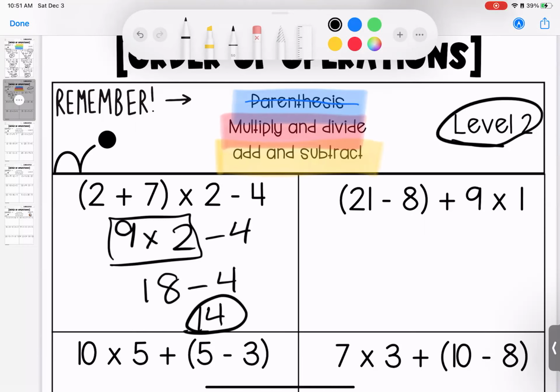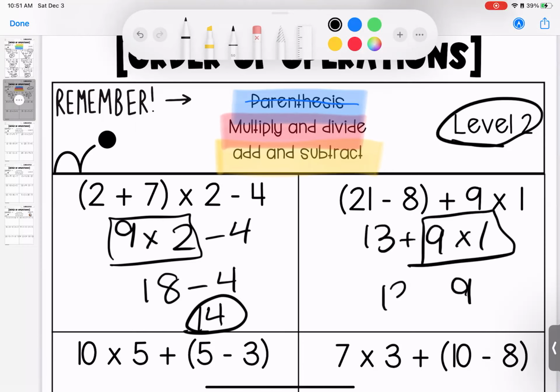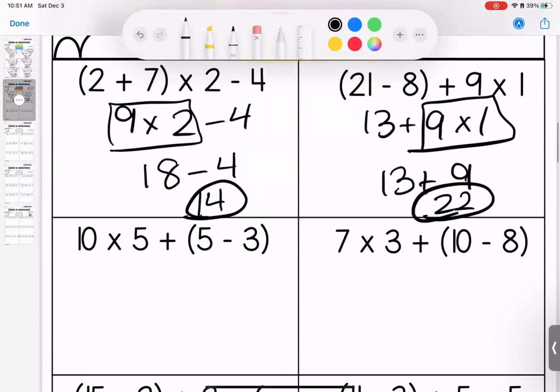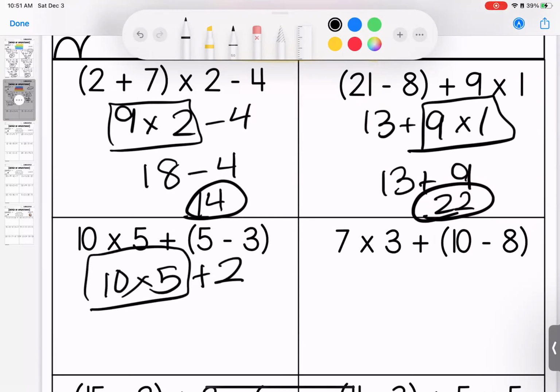Next one, starting with our parentheses. 21 minus 8 is 13. Once I've solved, I can drop my parentheses away. Going to the back, 9 times 1 is 9. 13 plus 9 is 22. Parentheses, 5 minus 3 is 2. I can drop those parentheses away once I've used them. 10 times 5 is 50. 50 plus 2 is 52.